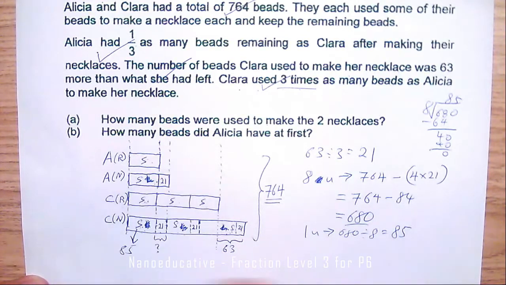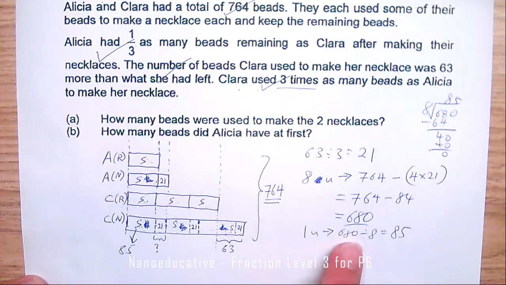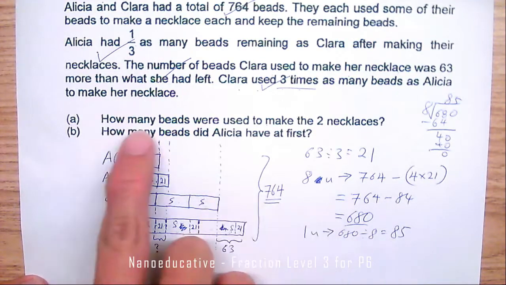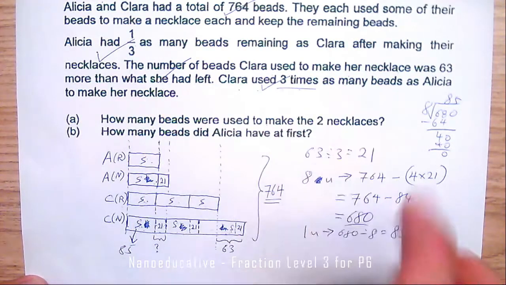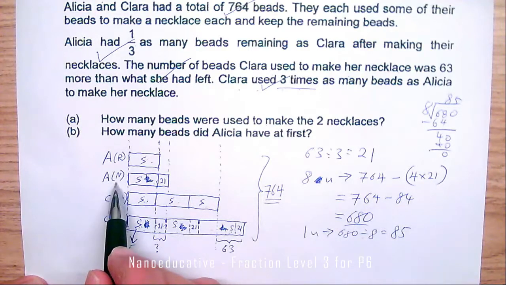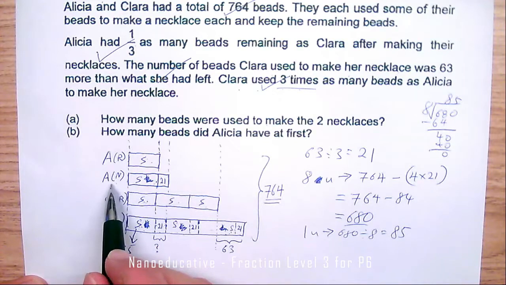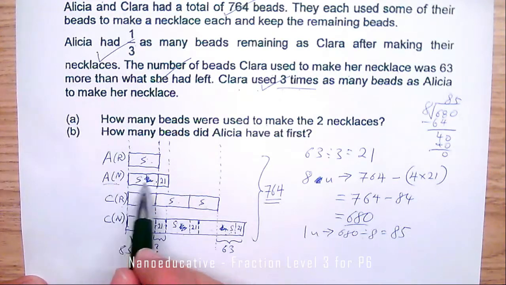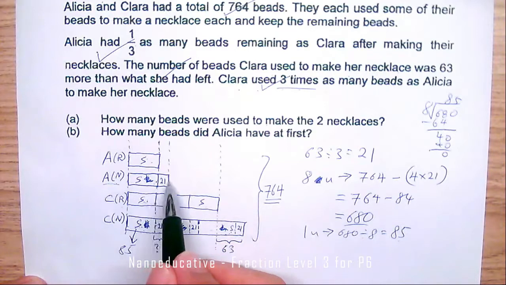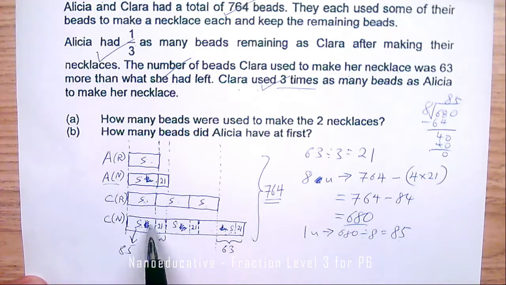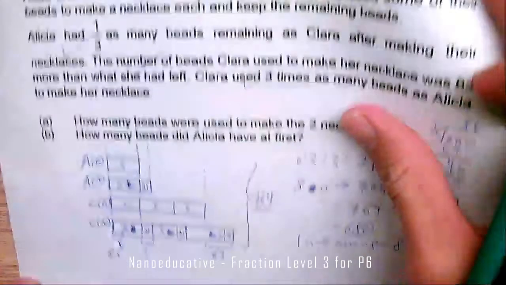With all this in mind, you can now solve the question very fast. Now they say how many bits were used to make the 2 necklaces. So remember, N is for number of bits used for necklace, right? R is for remaining number of bits. So let's see, for Alicia, she used one small bar, which is 85, and 21. And then for Clara, she used 3 small bars and 3 sets of 21. See, you can do it immediately. You don't even need to do any complicated working.